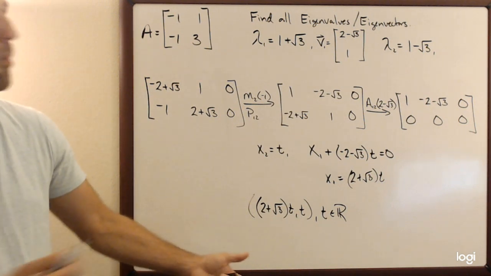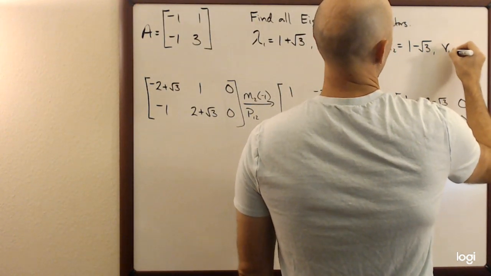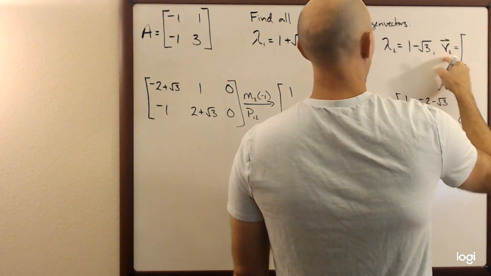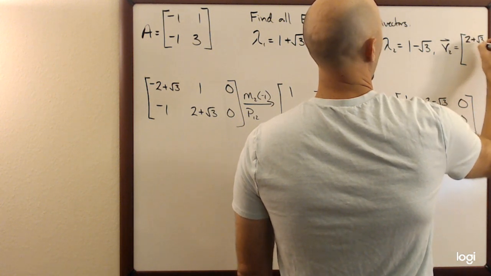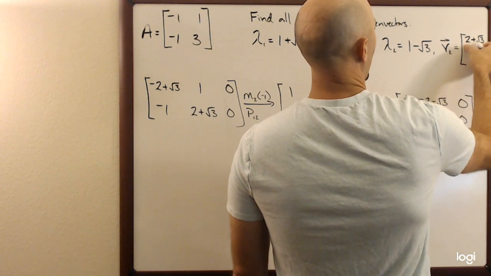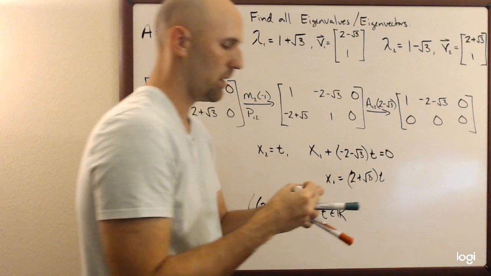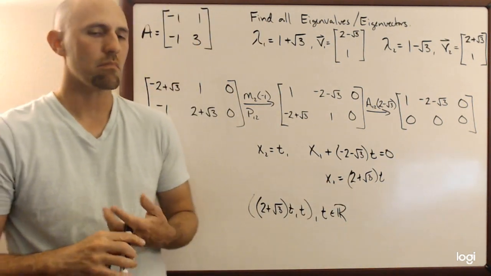I'll pick anything I want. I'll pick t equals 1 just because. Okay, it's nice. It illustrates the point nicely. And look at what the second eigenvector came out to be. Came out to be 2 plus square root of 3, 1. Again, the conjugate.